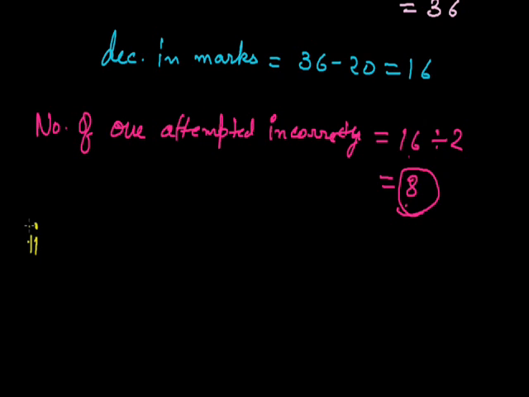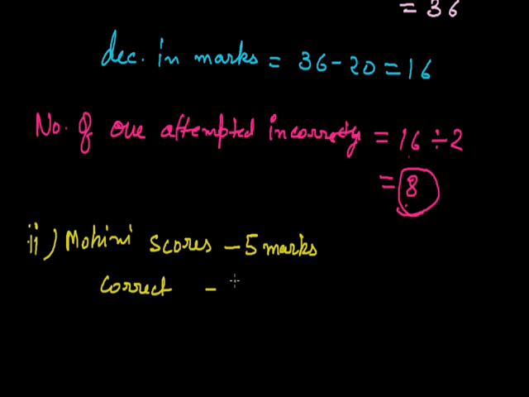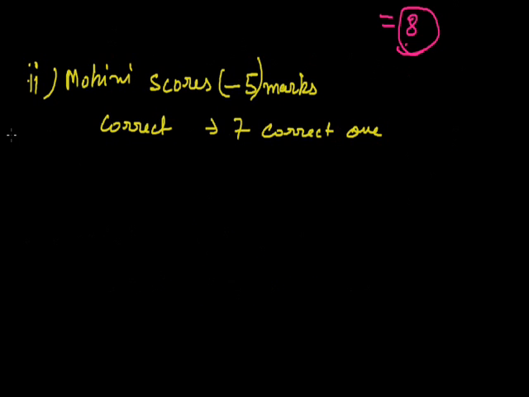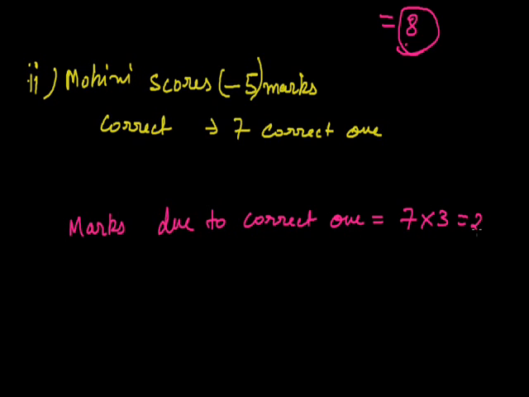In the second part it is being given that Mohini has scored minus 5 marks and she got 7 correct questions. Now we have to find how many questions she has attempted incorrectly. Now see, the marks due to correct questions will be 7 into 3, that is equal to 21. That means she would have got 21 marks if she had not attempted the incorrect questions.